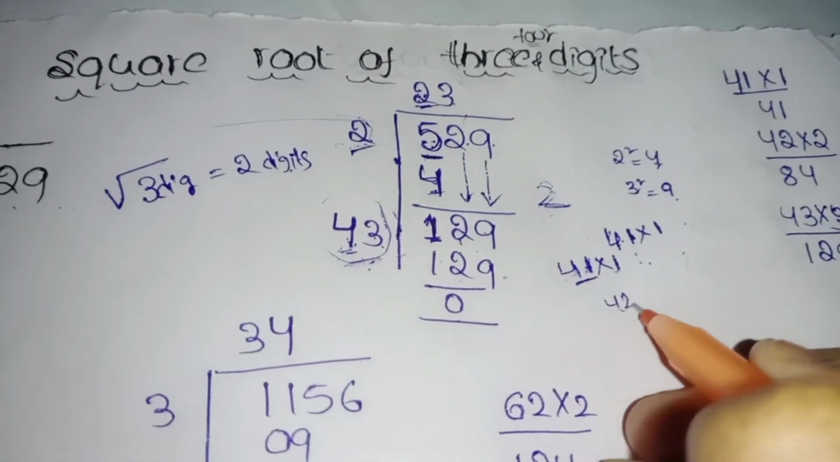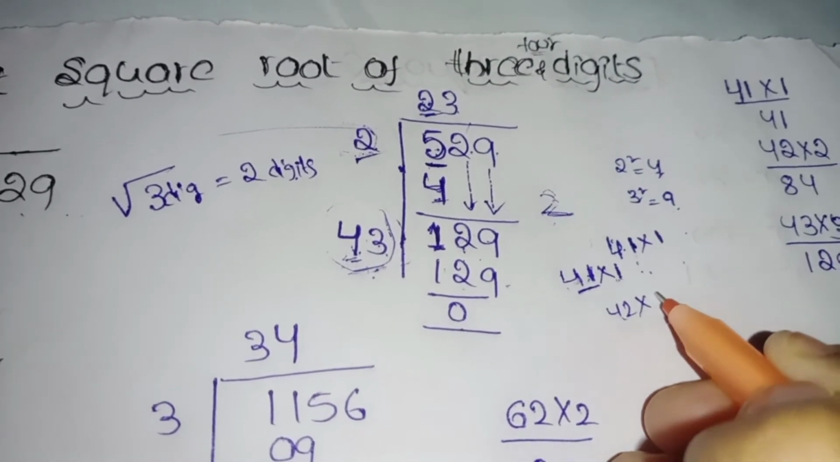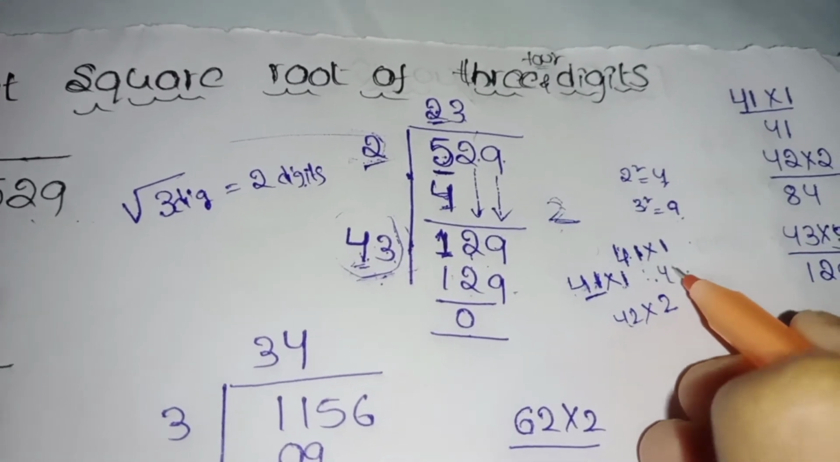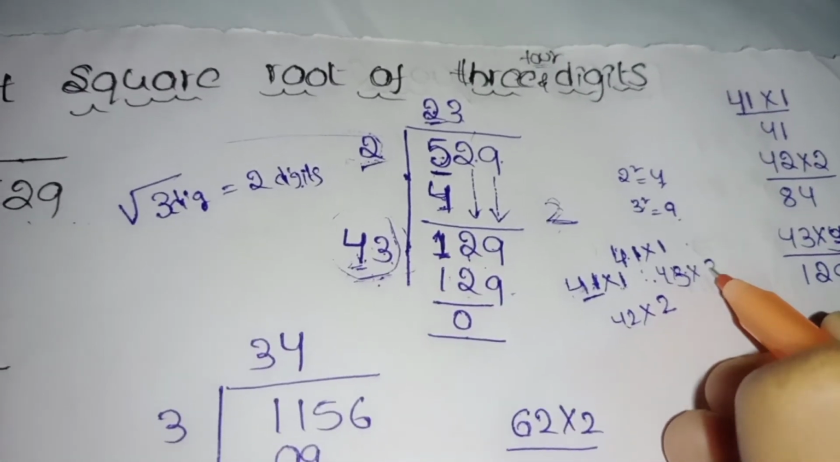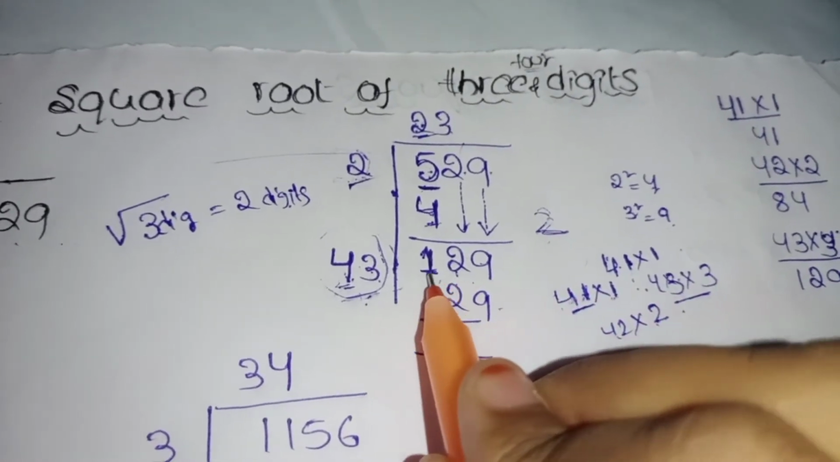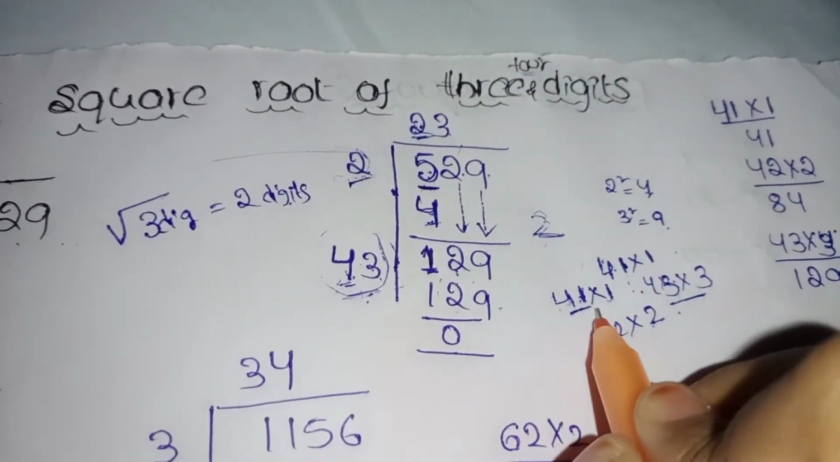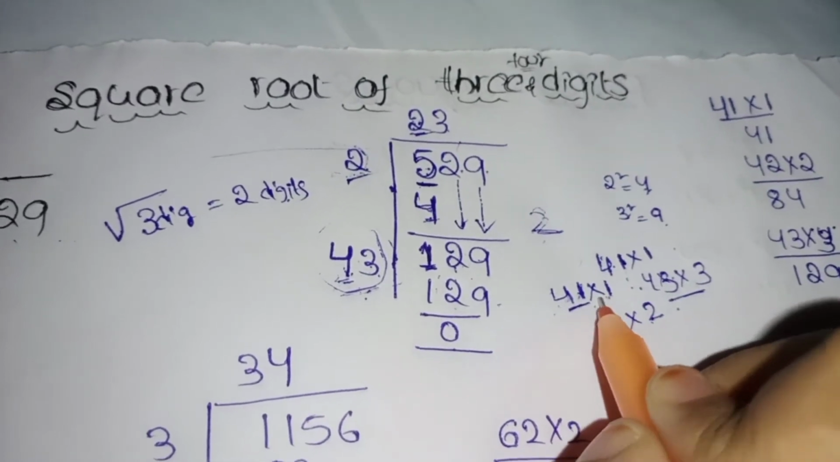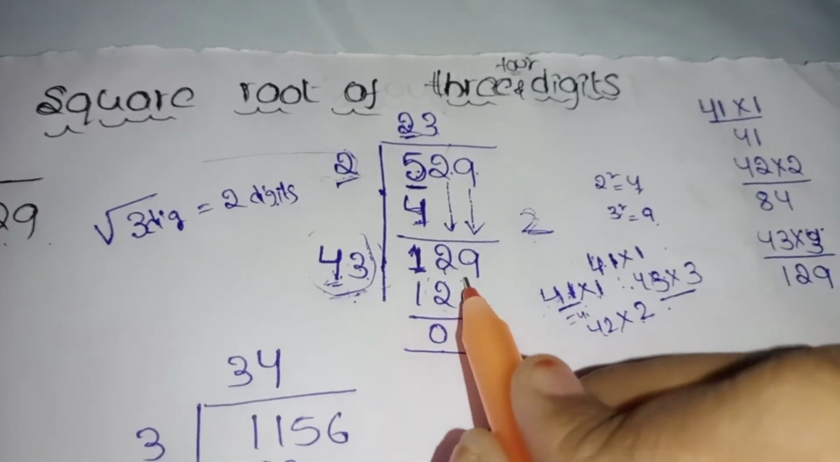If I am putting 2, I only multiply with 2. If I am putting 3, I only multiply with 3. For a number near to this value: 41 into 1, I am getting 41. Is 41 near to this number?